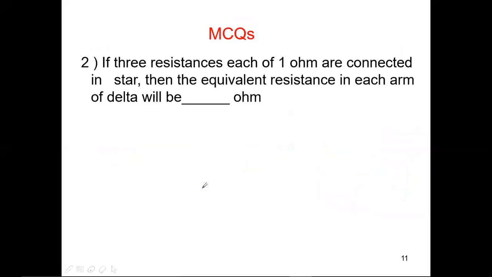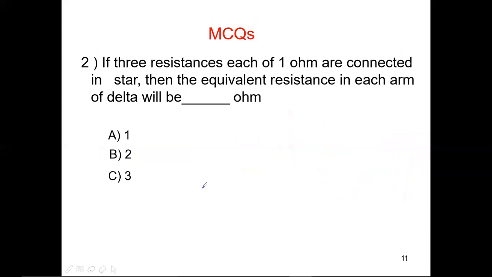We solve one more question. If three resistances, each of 1 ohm, are connected in star, what is the value of the equivalent resistance in delta? Same formula, same way of deriving, but here instead of R you use 1, so it is nothing but 1 by 3. Same formula, right? 1 by 3.